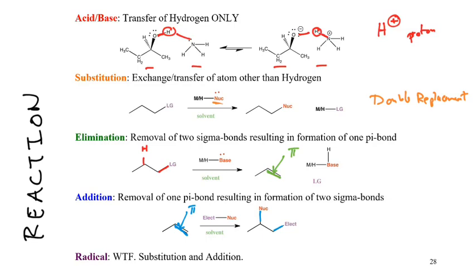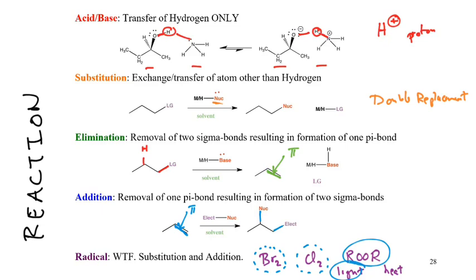And then the last one is radicals, and radicals are just a mess. Big tip-offs for that are things like elemental bromine, elemental chlorine, ROR, and we'll address what these things mean much later in the semester, light and sometimes heat. Light and ROR are almost guaranteed tip-offs that you're looking at a radical mechanism. To a lesser extent Br2, to a lesser extent Cl2, not a useful radical, which is why we don't see it, and to a much lesser extent heat.